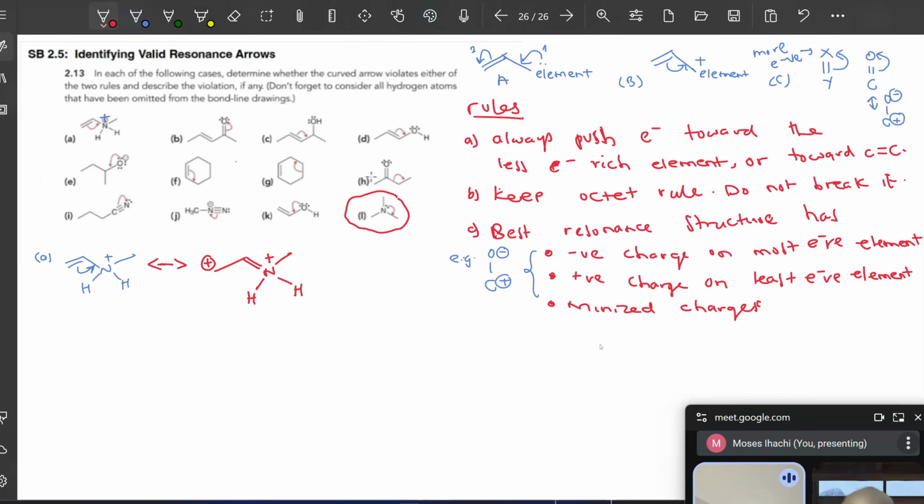Octet rule. It violates the octet rule. The octet rule is violated, and plus this charge is going to be 2 plus. Let's do the formal charge. I gave you the formula for formal charges.